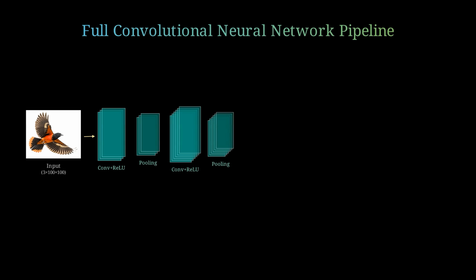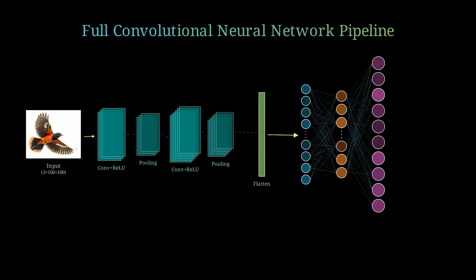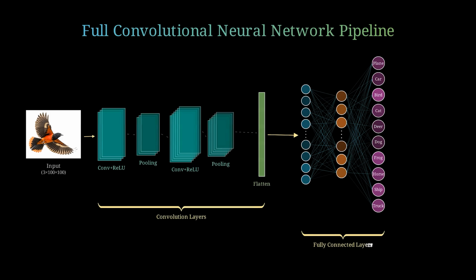come in. Here, the structured feature maps are flattened into a single vector, a long list of learned features. And now, instead of looking locally, the network looks at everything at once. Fully connected layers act like decision makers. They take all these extracted features and learn how to combine them together.